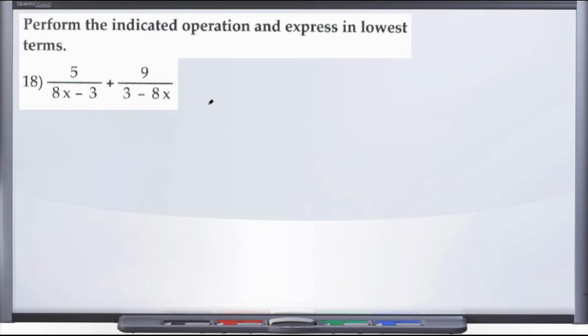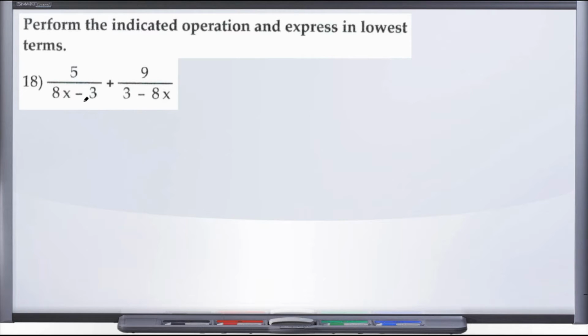All right, so here with number 18, again, still performing the indicated operation and expressing in lowest terms, we know that when working with rational expressions, we want to get to a common denominator. And so here we have in our first fraction 8x minus 3, and here in our second fraction we have 3 minus 8x. Well, these are almost the same, aren't they? Except here we have a positive 8x, whereas here in the second fraction it's a negative 8x.